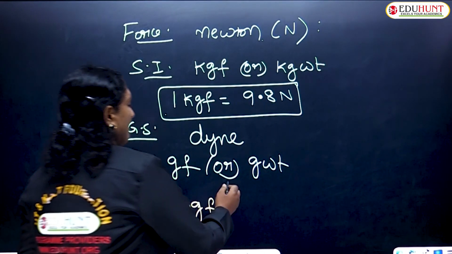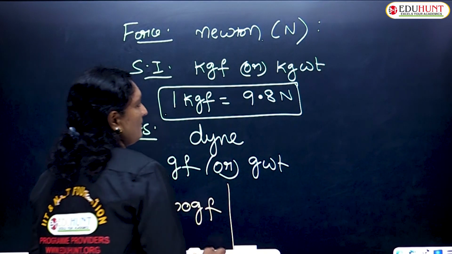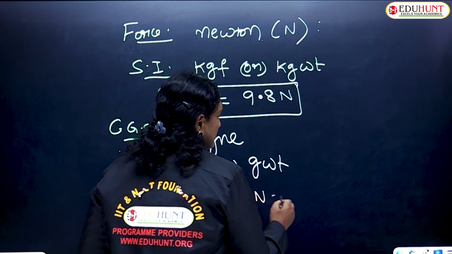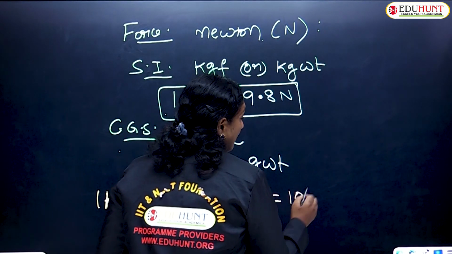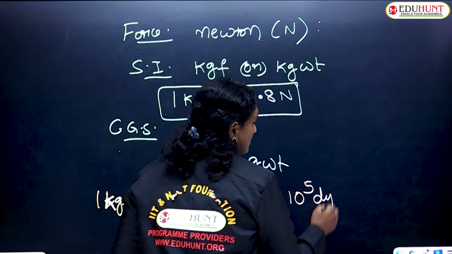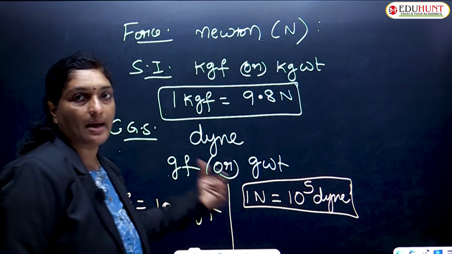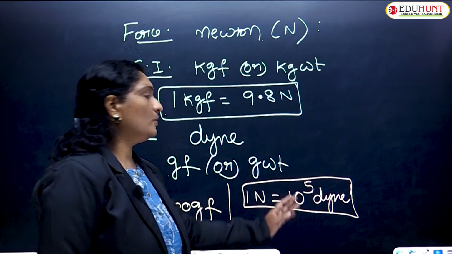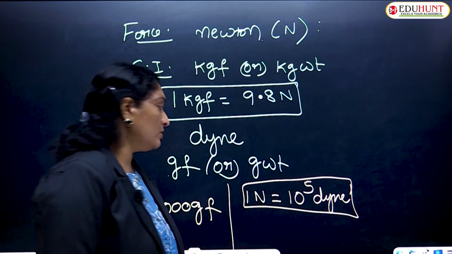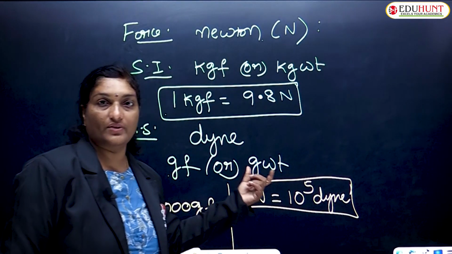Okay, and based on that, one more thing you need to remember, children. 1 Newton is equal to 10 power 5 dynes. 1 Newton is equal to how much? 10 power 5 dynes. In later examples, I will explain how 1 Newton is equal to 10 power 5 dynes after the proper definition of the Newton.